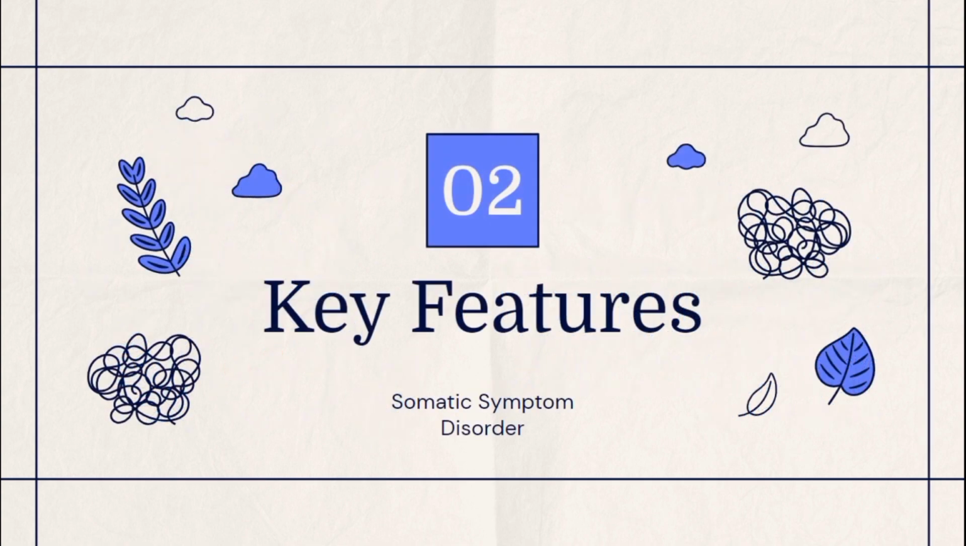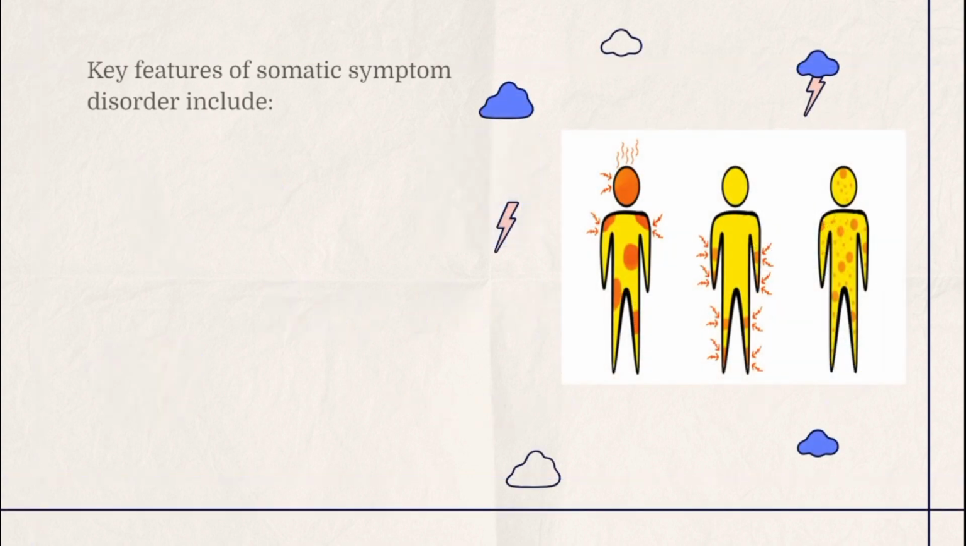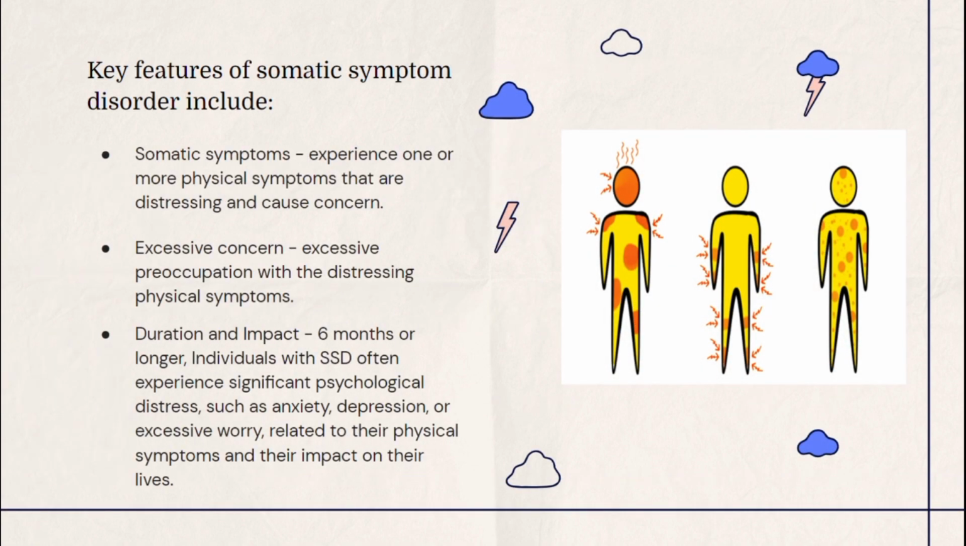Now, we will proceed to key features of somatic symptom disorder. It includes somatic symptoms. The person experiences one or more distressing physical symptoms that may or may not be medically explained. These symptoms are typically related to pain, gastrointestinal issues, neurological problems, or other bodily sensations.